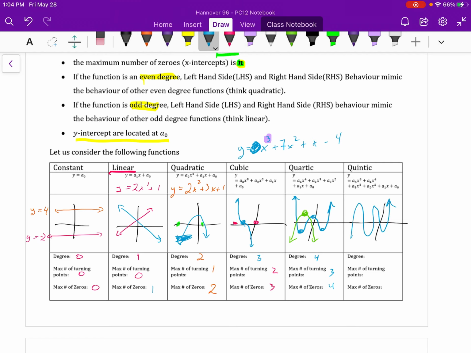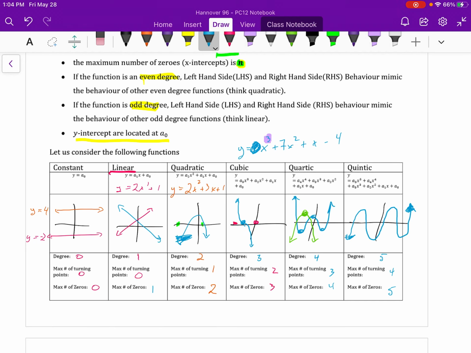Now, a quintic function is going to look, did I do that right? I think I did that right. Quintic function might look like that. And before I get all crazy on you, what did I do? 1 turning point, 2 turning points, 3 turning points, 4 turning points. There we are. Now, that's my quintic function, and by the way, we could reflect it, but it's degree 5, maximum number of turning points is 4, maximum number of zeros is 5.